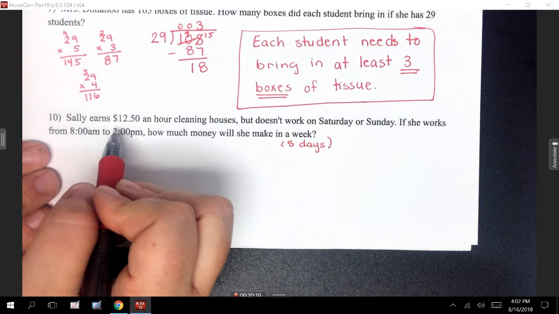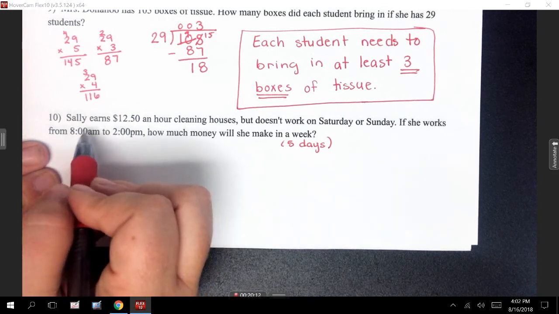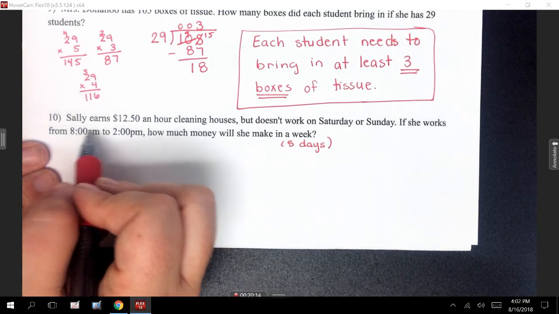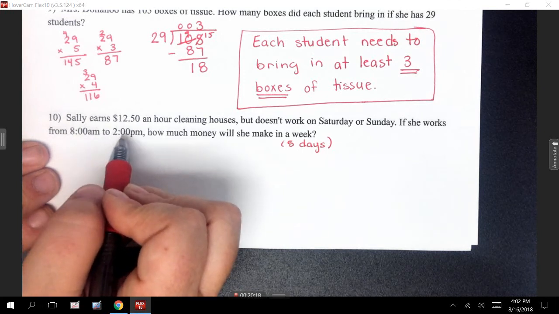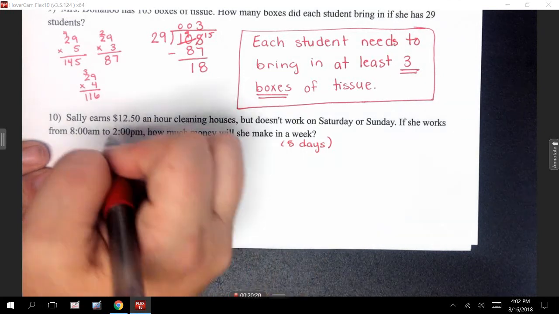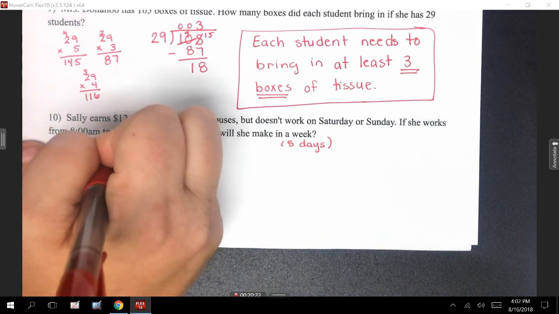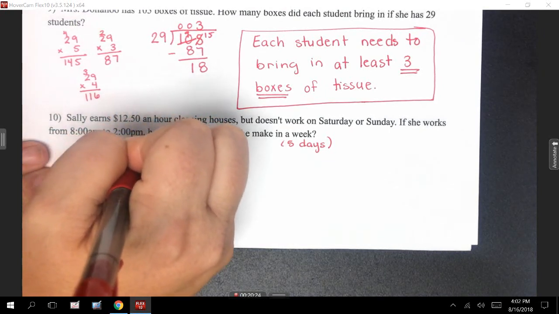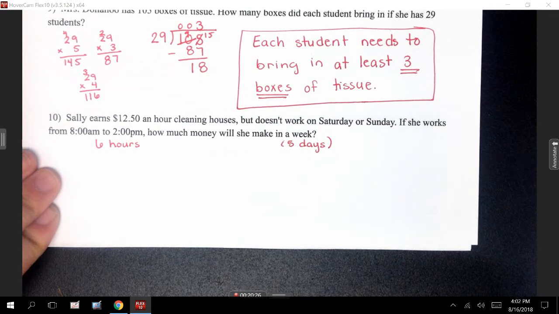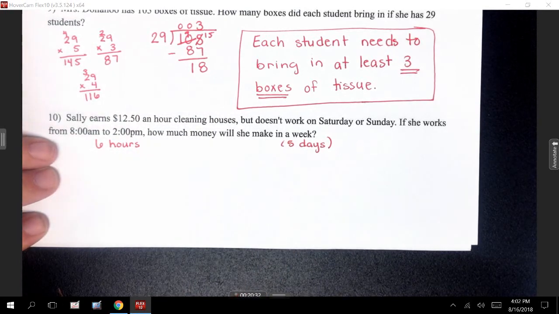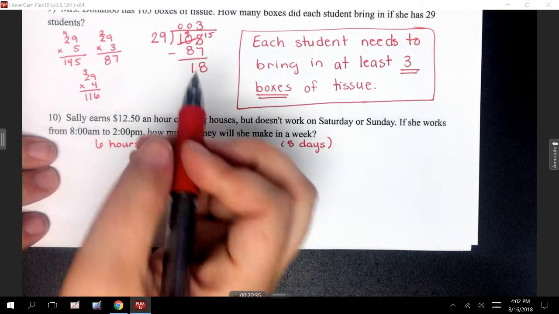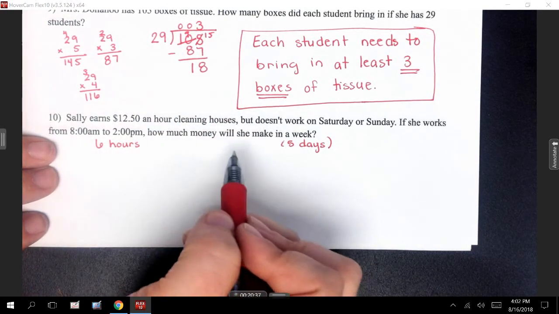All right, next thing I want to do is I want to know how many hours in that day she is working. So we have from 8 to 2. So I know from 8 to 12 is 4 hours, and then 12 to 2, that gives me 2 more. So that's going to give me 6 hours that she is working, making $12.50 an hour. All right, so now we've got to make sure that we can find our answer.